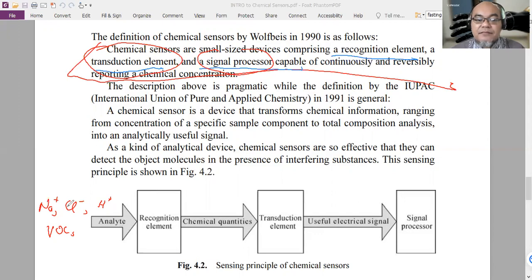And then these analytes will be recognized. First, they will be captured by, or will undergo a chemical recognition reaction with, the recognition element. The recognition element usually will be in the form of a chemical compound. It can be a membrane, it can be a polymer coating, or many others. It could also be zeolite. It could also be a semiconductor, and for example, in the case of a gas sensor, semiconductor ceramics, and many others.